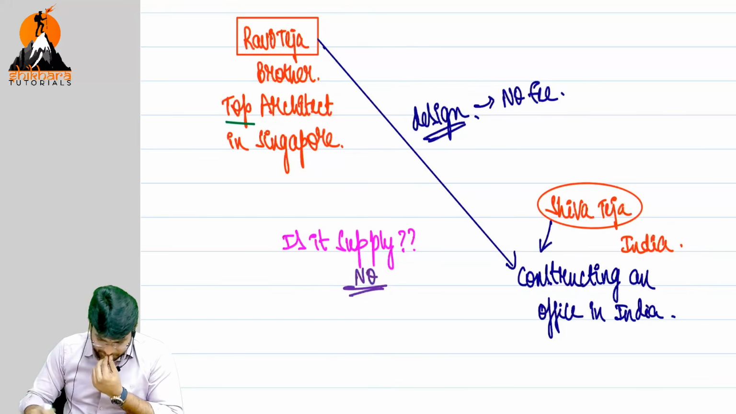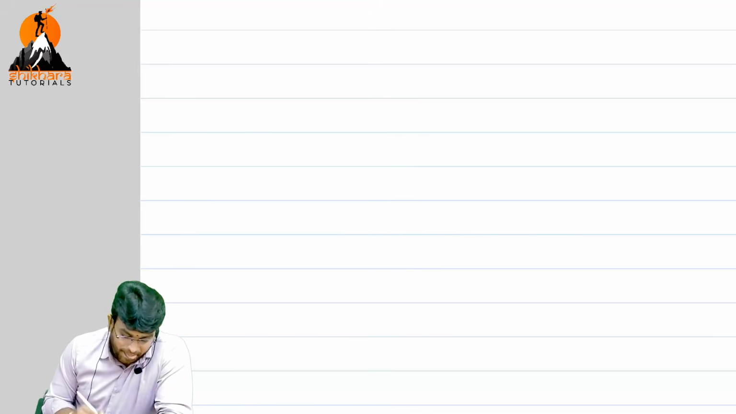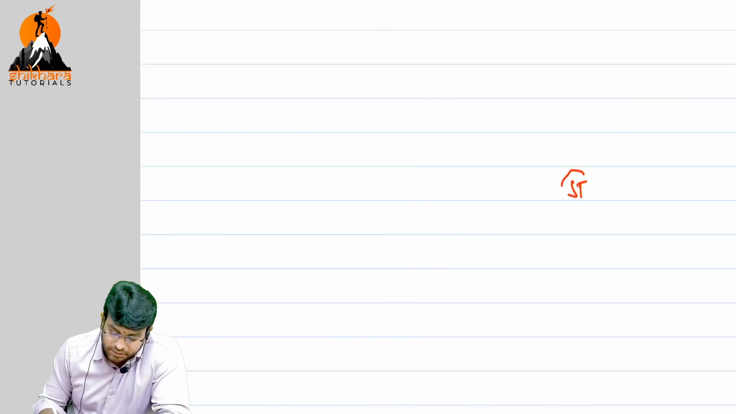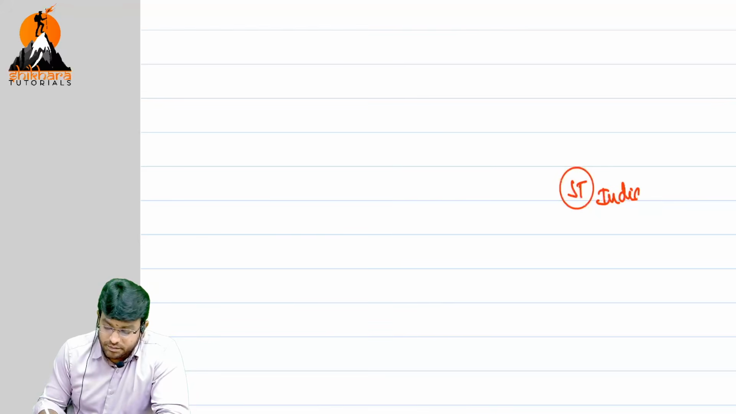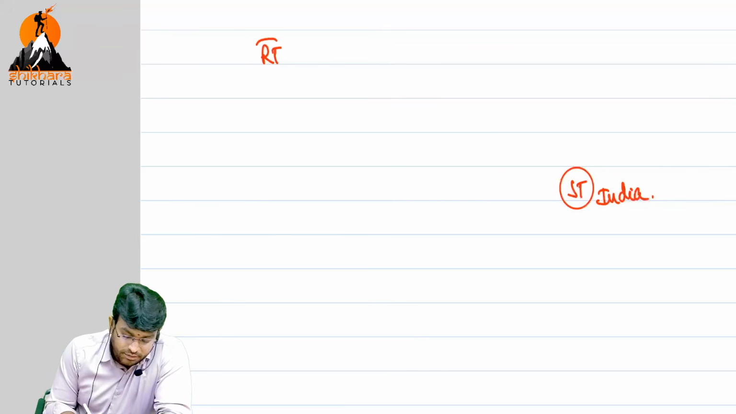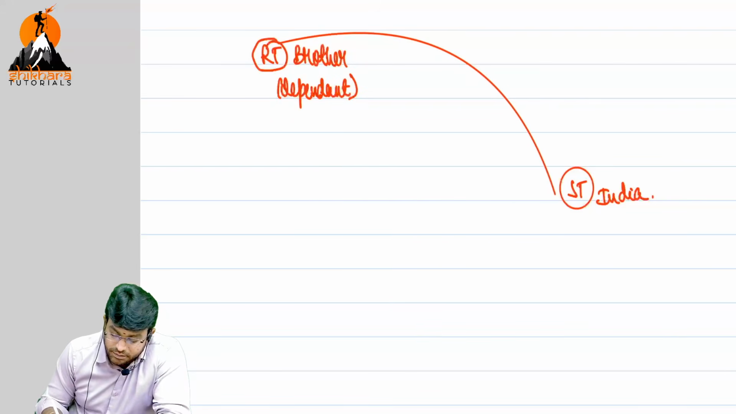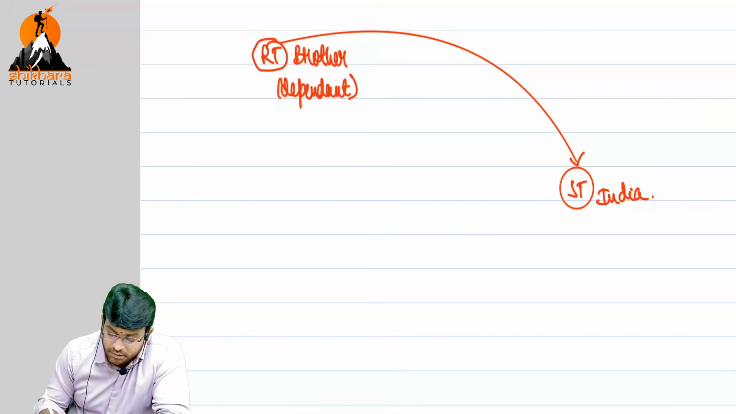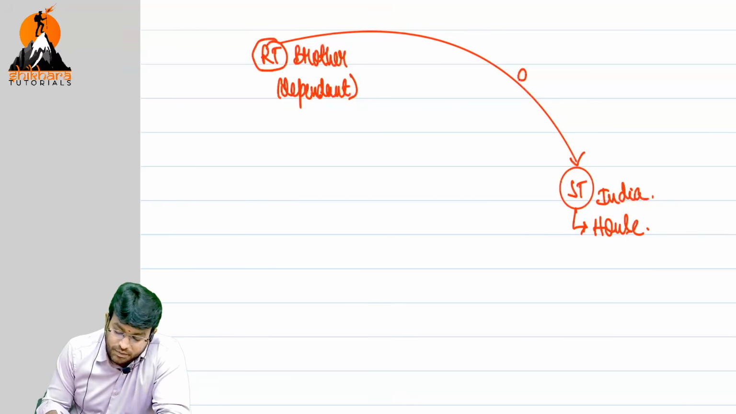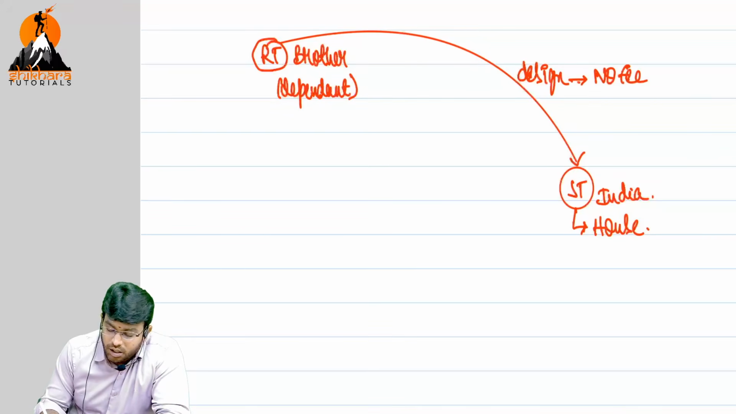Next question. Shiva Teja, Ravi Teja, brother, dependent. Shiva Teja is constructing his house. This man gave a design and charged no fee.